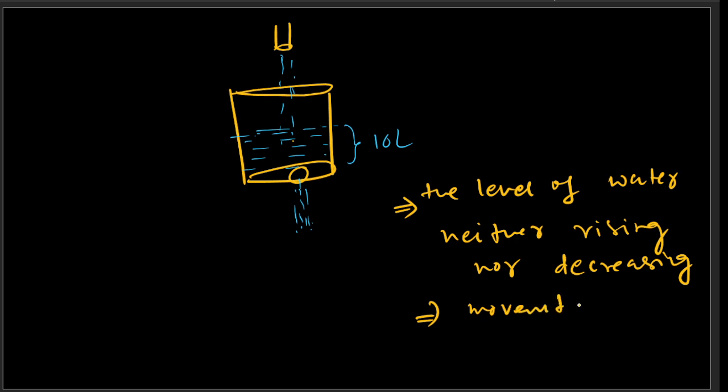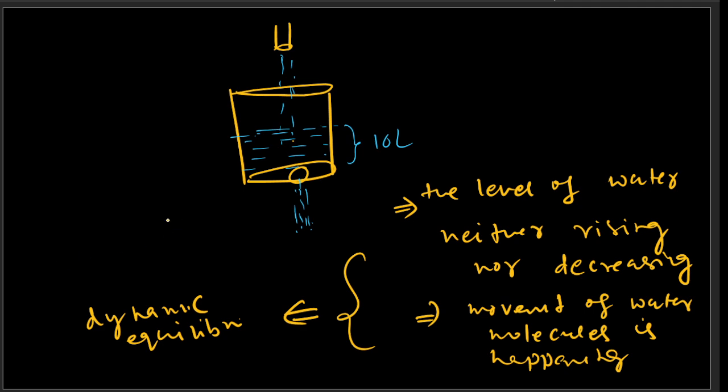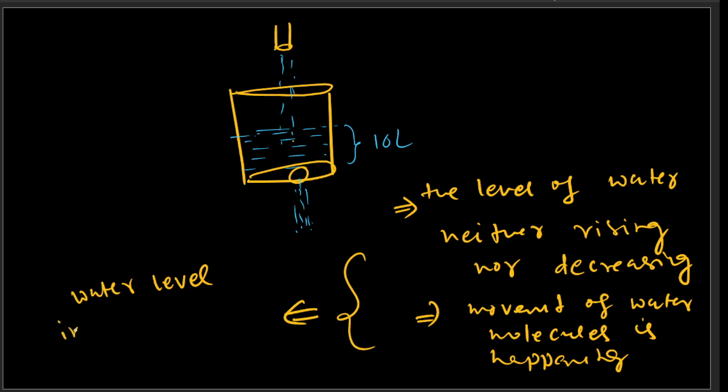Movement of water molecules is happening. This type of equilibrium is called dynamic equilibrium. So we can say the water level in the bucket is in dynamic equilibrium.